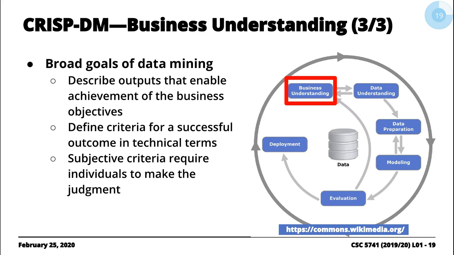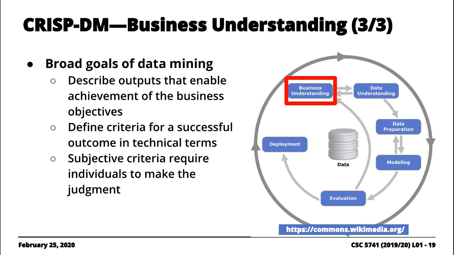And then broad goals of the data mining project. What I was trying to say is describe outputs that enable achievement. So the actual outputs coming out from the model, you want to be able to describe them to the stakeholders, the owners of the project. So the actual criteria that's going to signal whether an outcome is successful or not in technical terms. These are the actual metrics I was talking about. Precision is this amount. The recall is this amount. The accuracy is this amount. The F score is this score. The people you are implementing this model for would not be interested in these more technical details, but you still need them.